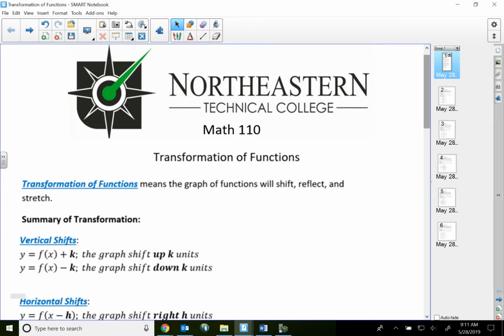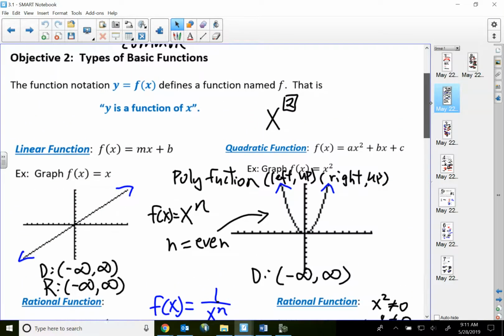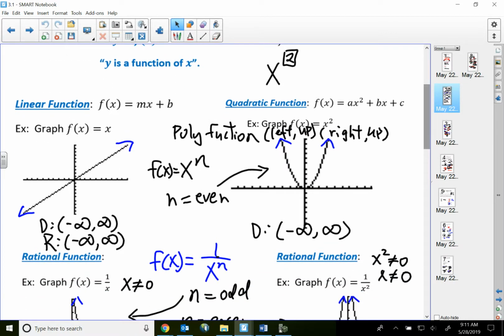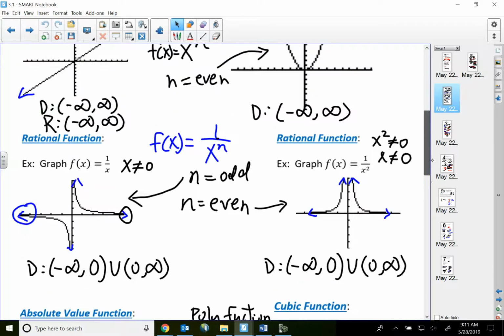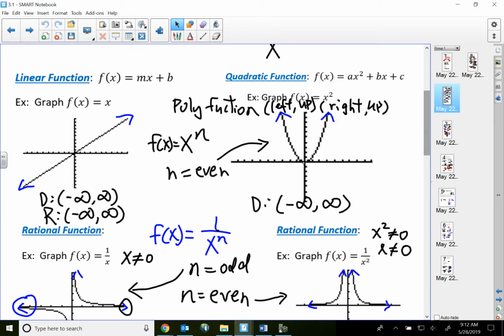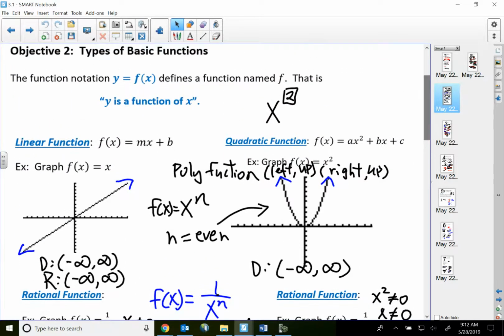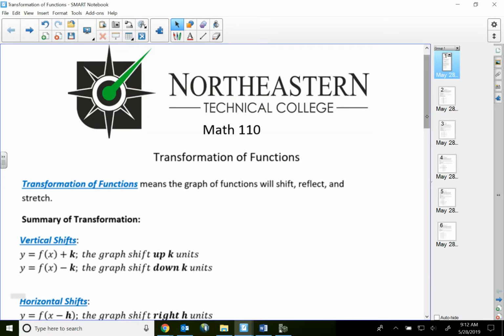So I would need you to take out your handout from 3.1, the types of basic or common functions. The pictures I drew there are the very fundamental graph of each one of these functions. Now, when we talk about transformation of functions, these pictures are going to move away from their original position. We'll show you how to do this in just a little bit. So let's take a look.